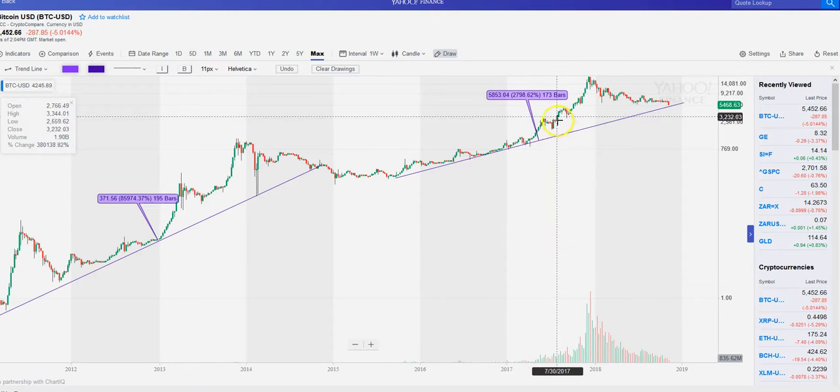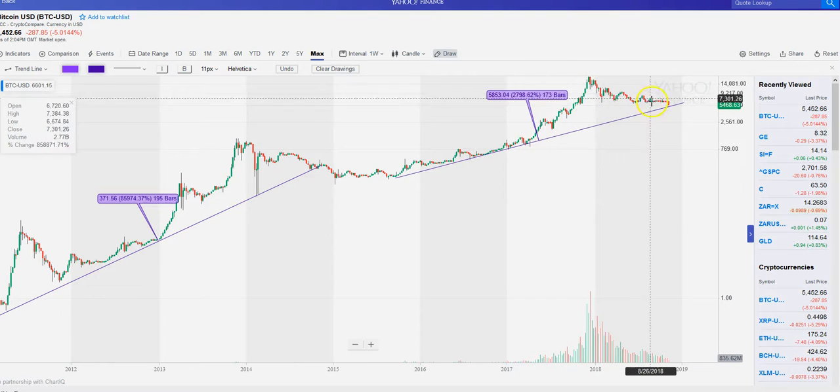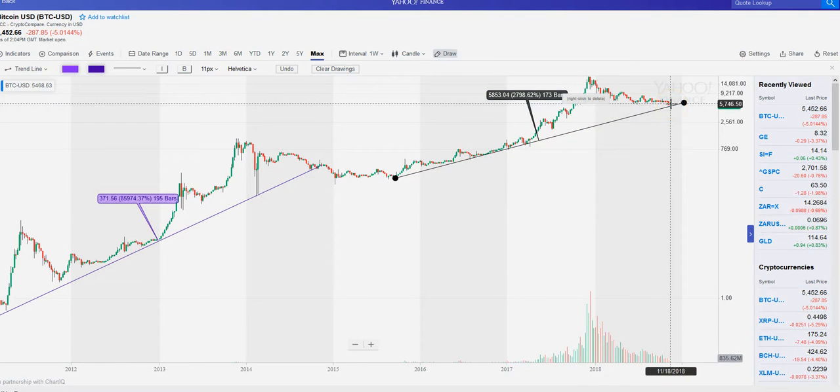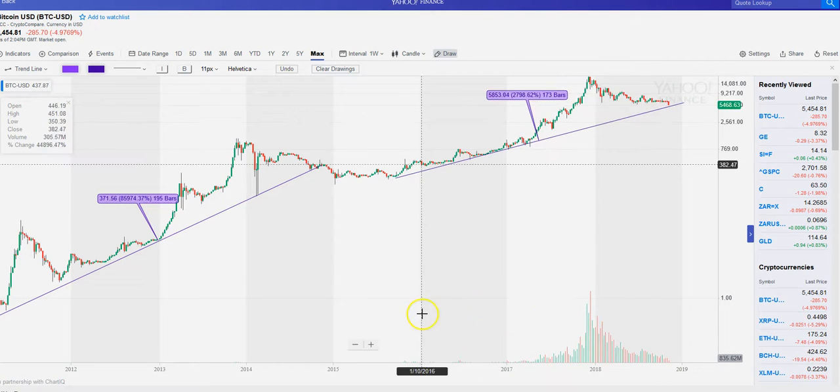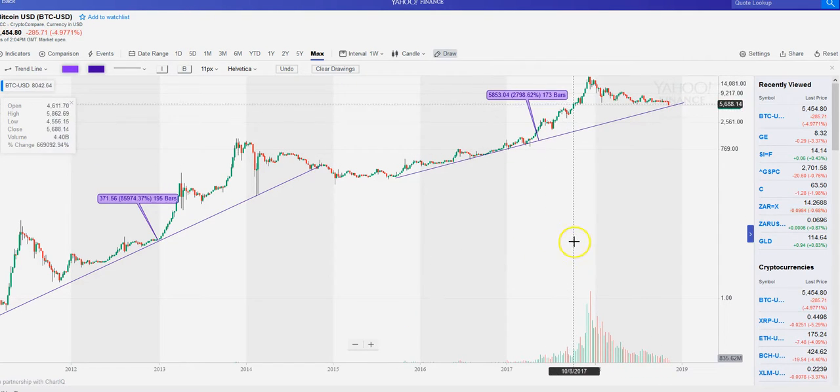And we could see the big run up that we had in 17, and then coming down into 18. And we're actually approaching this growth curve right here. So that's actually pretty interesting. And that would put us at 5,300, 5,400, something like that. So that is one target to look at.